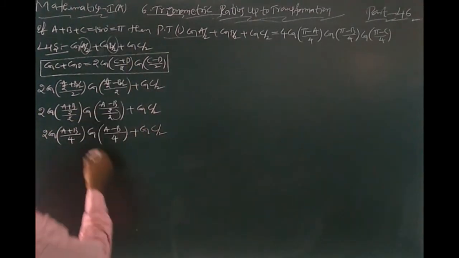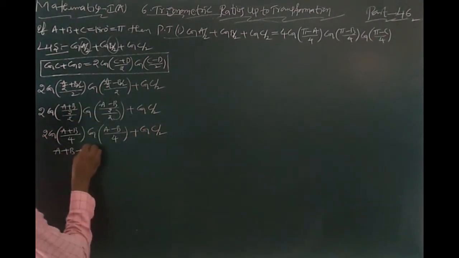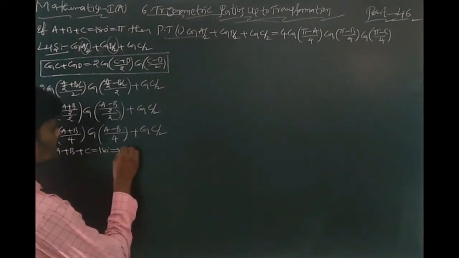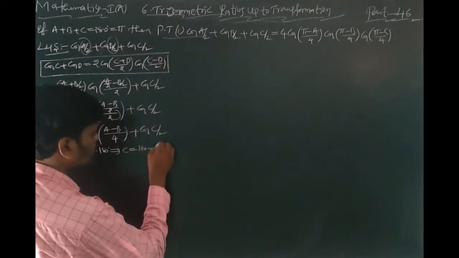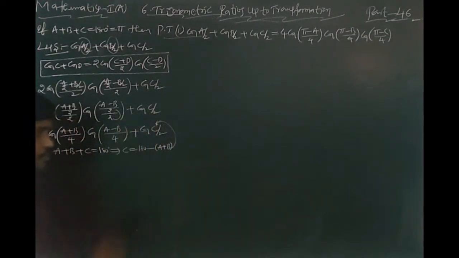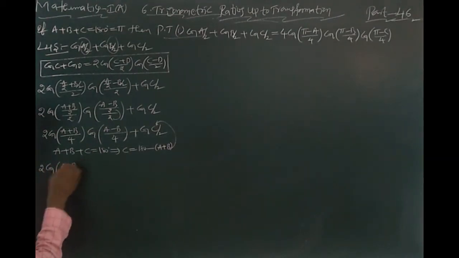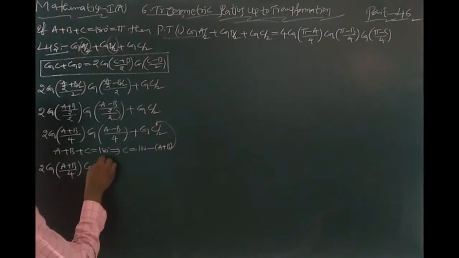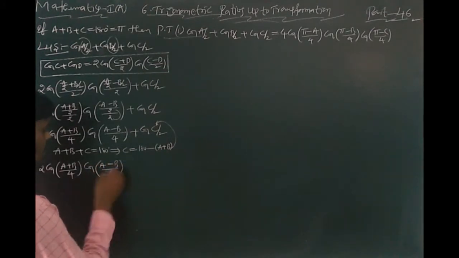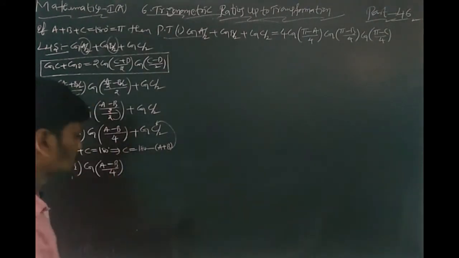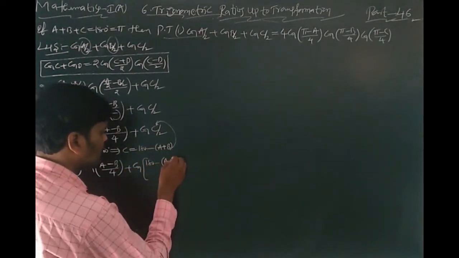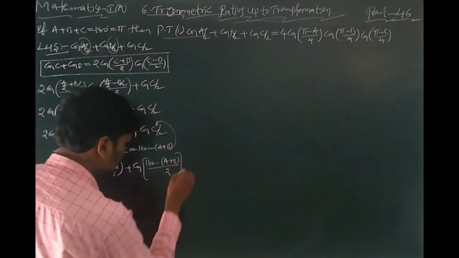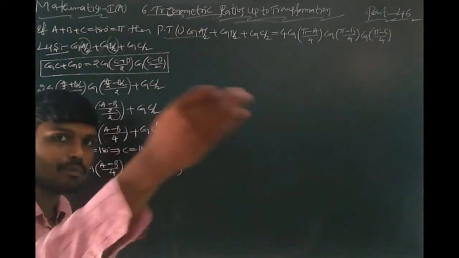You know that A plus B plus C equals how much? A plus B plus C equals 180 degrees. Then C is equal to what? What is the value of C here? C is equal to 180 minus (A plus B). You can write in this place. What happened? 2 cos of (A plus B) by 4 into cos of (A minus B) by 4. Here the first term is unchanged, plus cos of C by 2, where C is 180 minus (A plus B). You can write 180 minus (A plus B) in place of C.